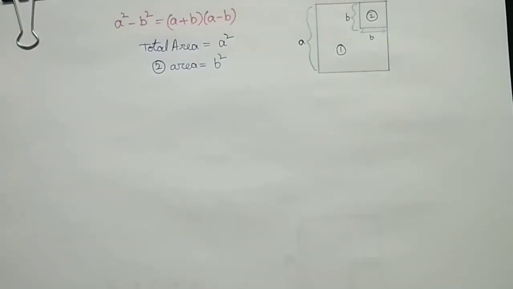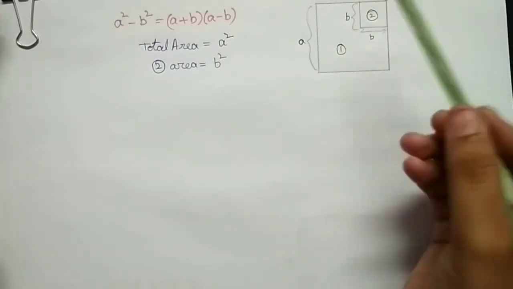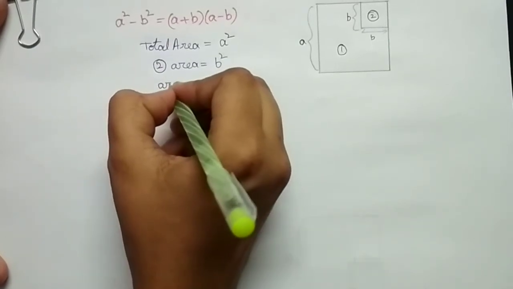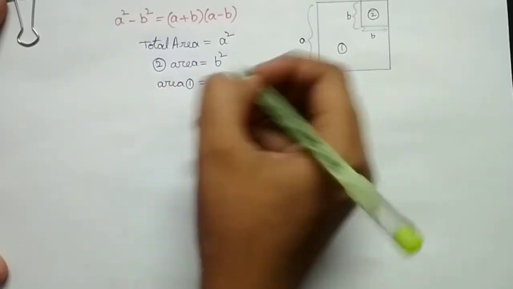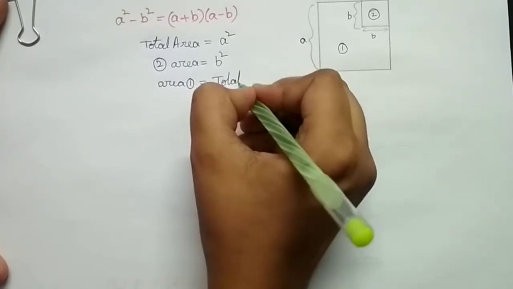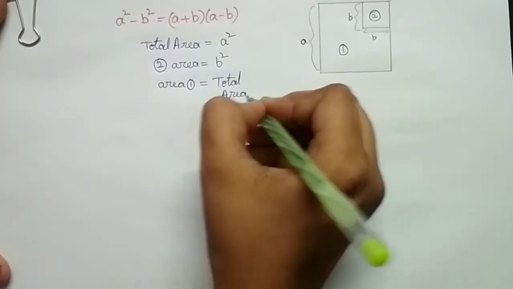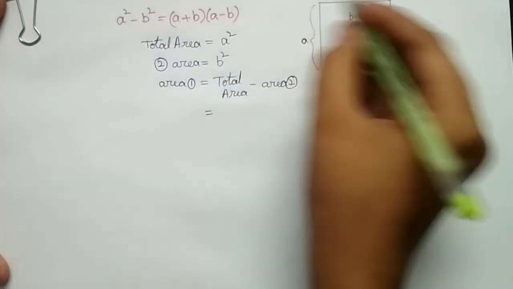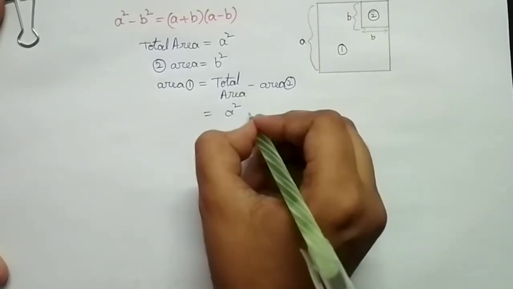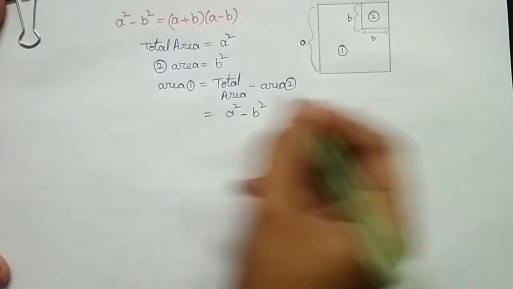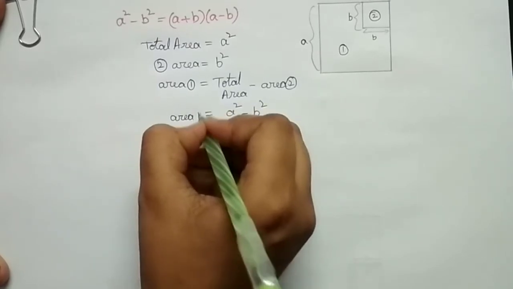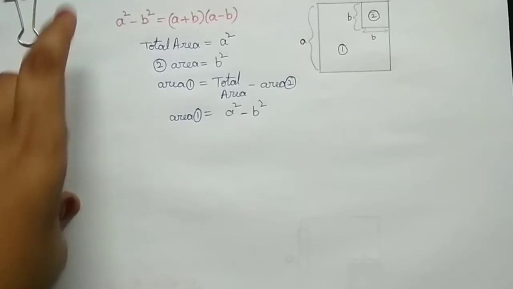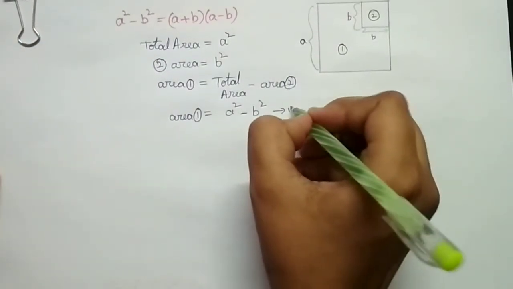What if I want the area of the first part, that is the part excluding the second square? The area of the first part will be the total area minus the area of the second part. So total area is A square and the area of the second part is B square. So the area of the first part will be A square minus B square, which is the LHS for our proof. So let's take this as equation 1.